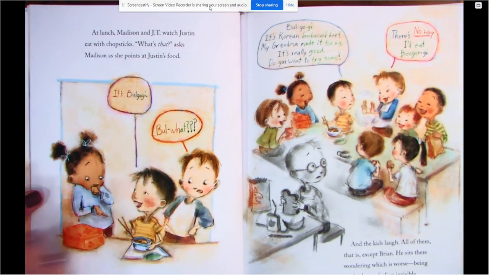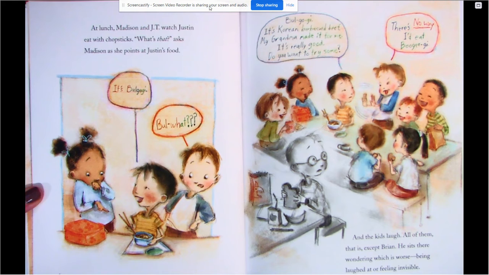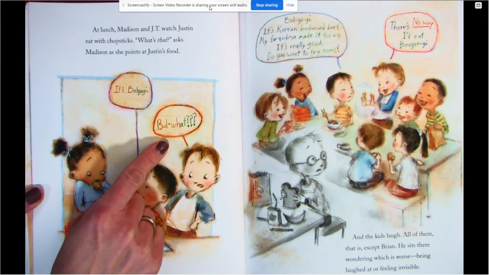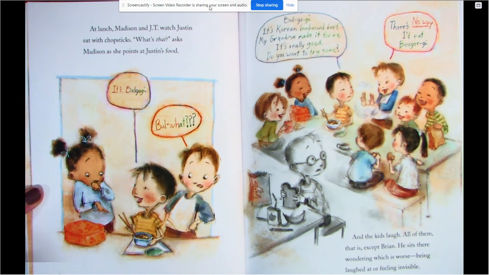At lunch, Madison and JT watch Justin eat with chopsticks. "What's that?" asks Madison as she points at Justin's food. "It's bulgogi." "Bull what?"